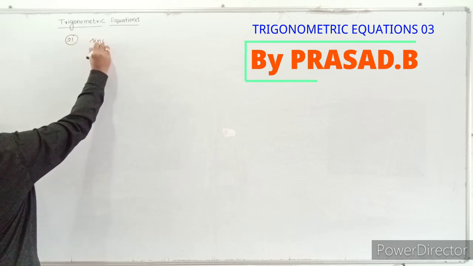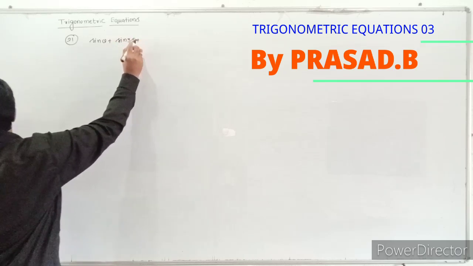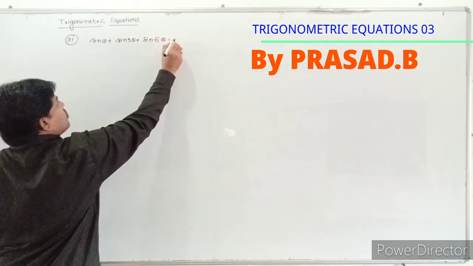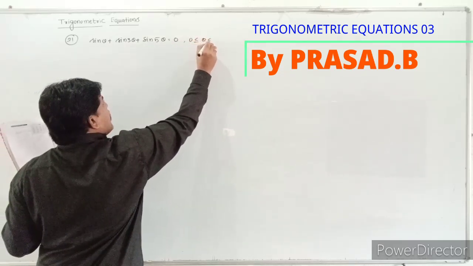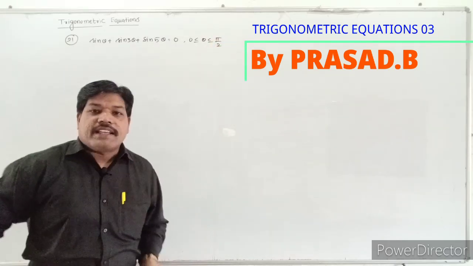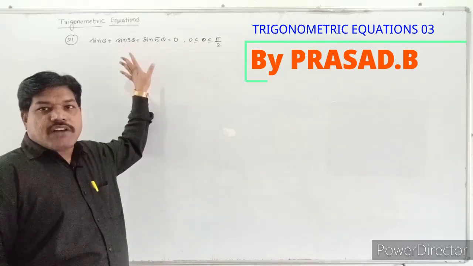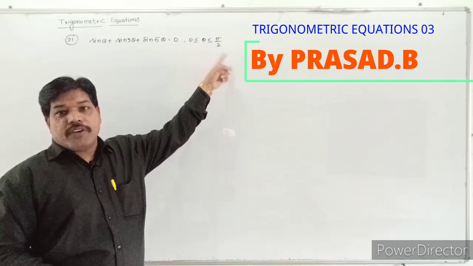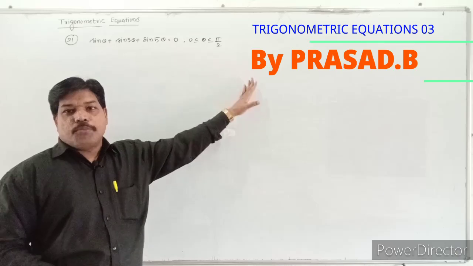Sin theta plus sin 3 theta plus sin 5 theta is equal to 0, and 0 is less than or equal to theta less than or equal to pi by 2. Then theta value is... So what question are they asking here? You have to find the solutions of this trigonometric equation between the interval 0 to pi by 2, that is, how many solutions are there from 0 to pi by 2. So that is the question.